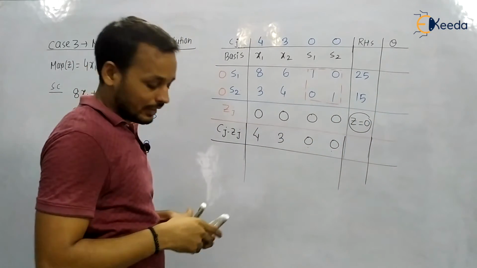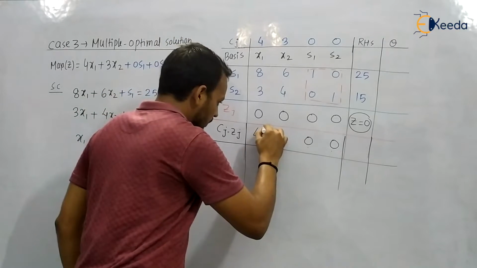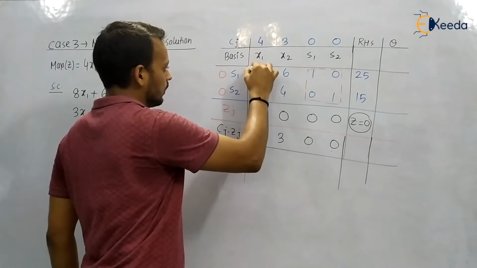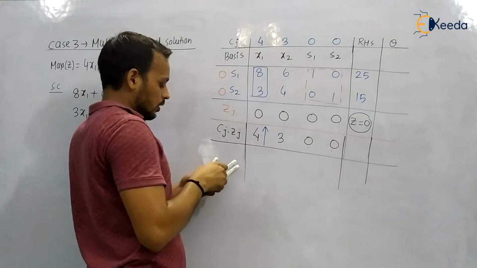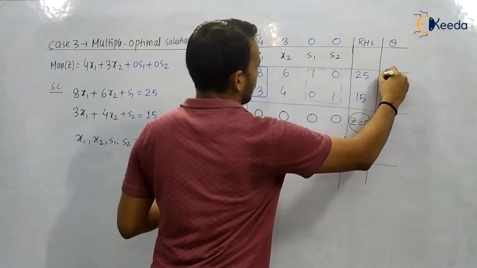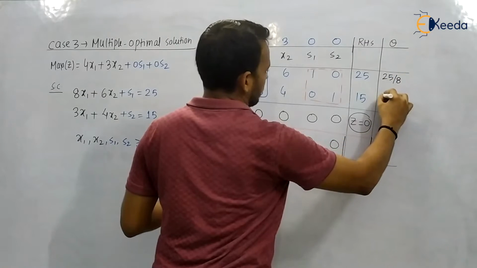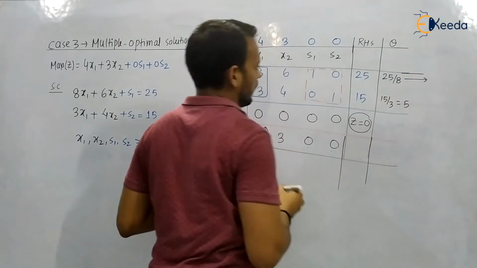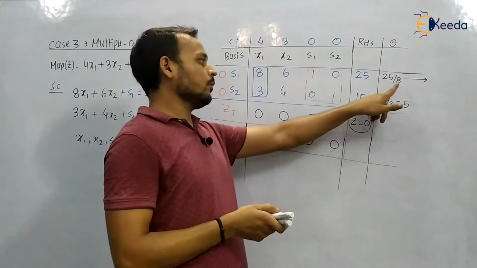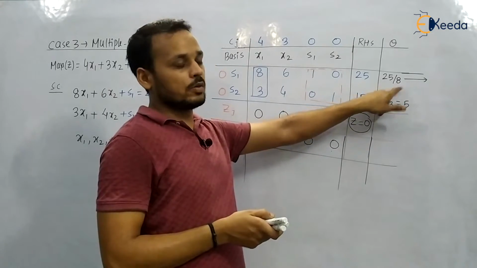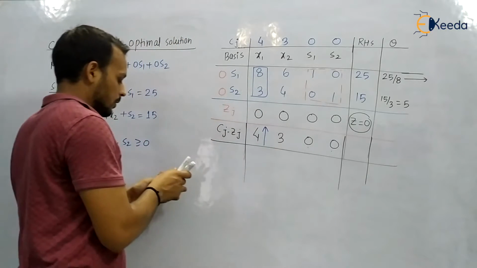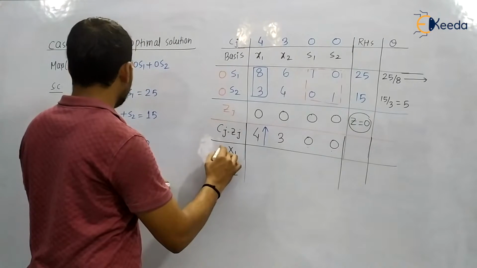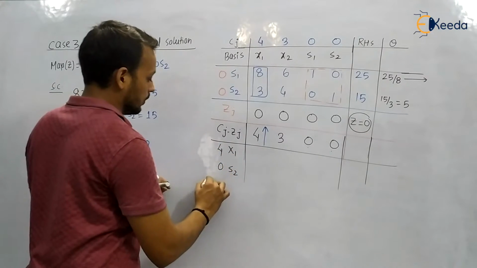So you have to select the incoming variable. Incoming variable is the maximum positive non-basic variable. You can see maximum positive. So this is going to be your key column. Now divide the RHS value with the coefficient of the key column, 25 by 8, and this is 15 by 3. So this is going to be 5. So this will be the outgoing variable. The minimum value of the basic variable will be the outgoing variable. So S1 is the outgoing variable. Now in place of S1, X1 will come and S2 will remain same. So this is going to be 4 coefficient of objective function, and this is going to be 0.